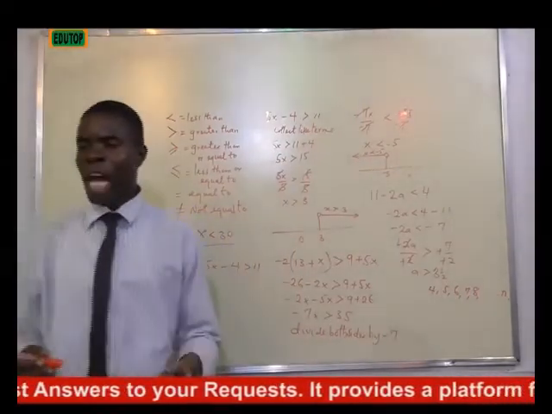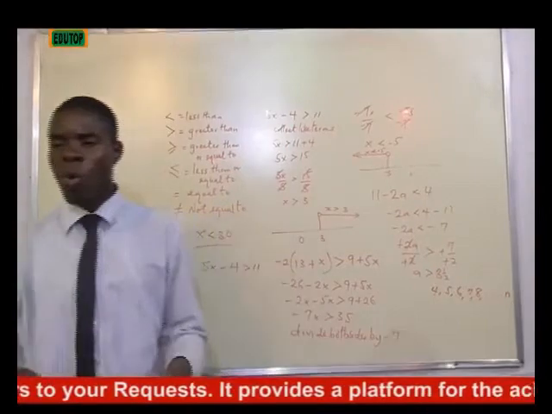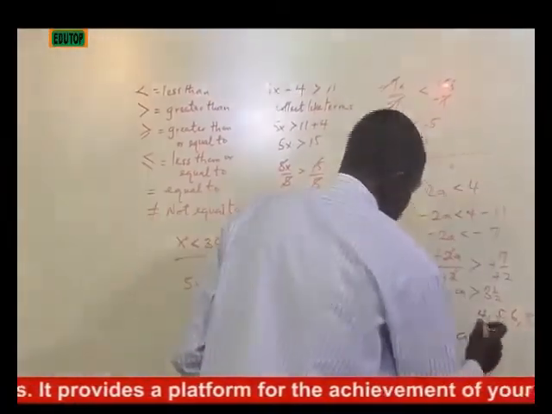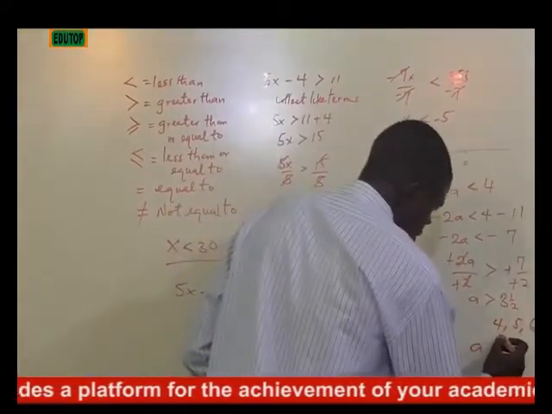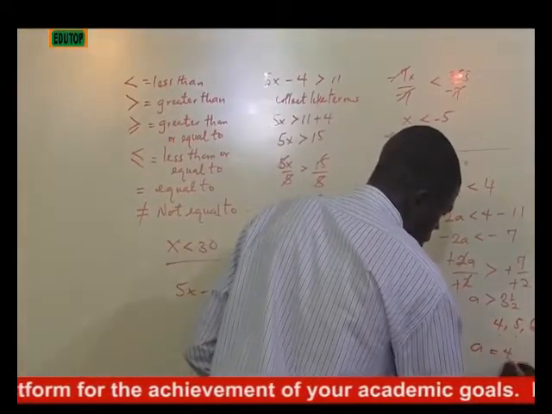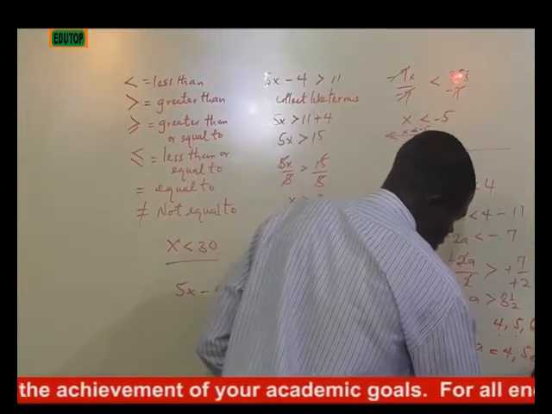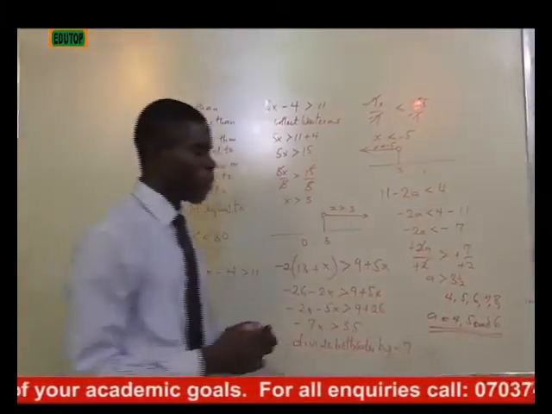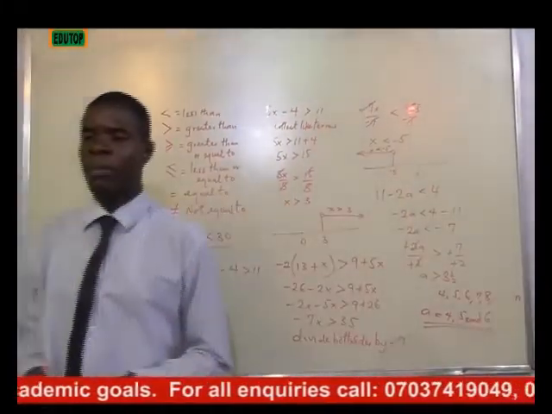So the question asks us to look for the 3 lowest possible values of A. From this setup, the 3 lowest possible values of A will be this, this, and this. So A will be 4, 5, and 6. So these are the 3 lowest possible values of A.